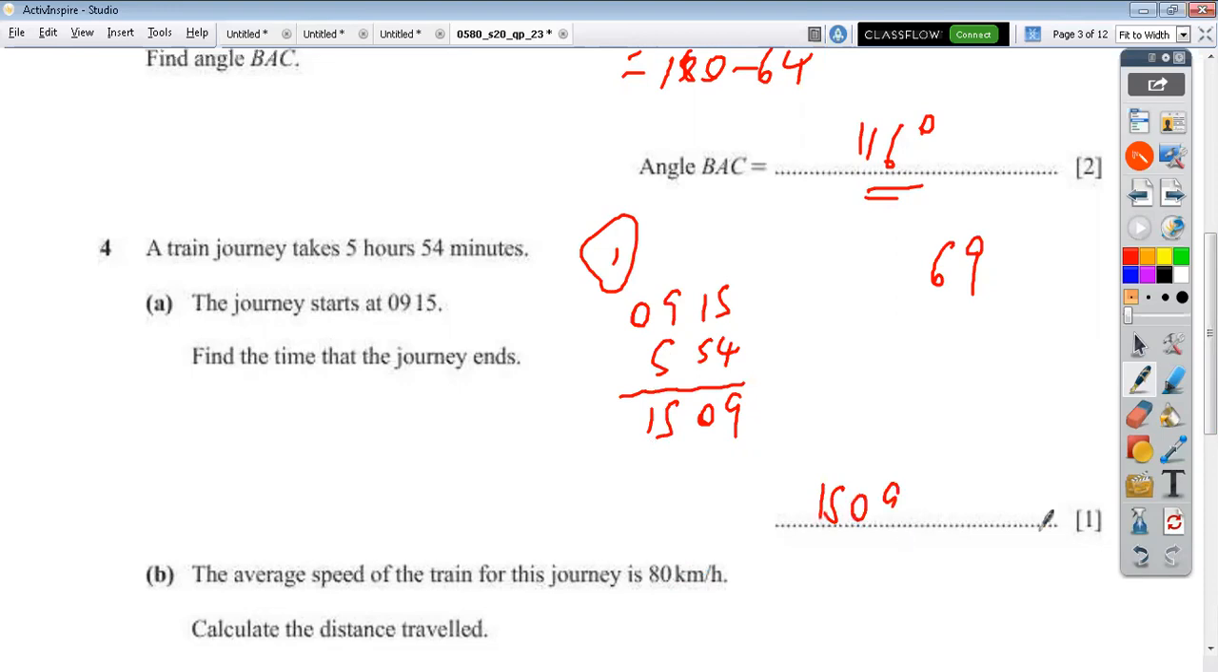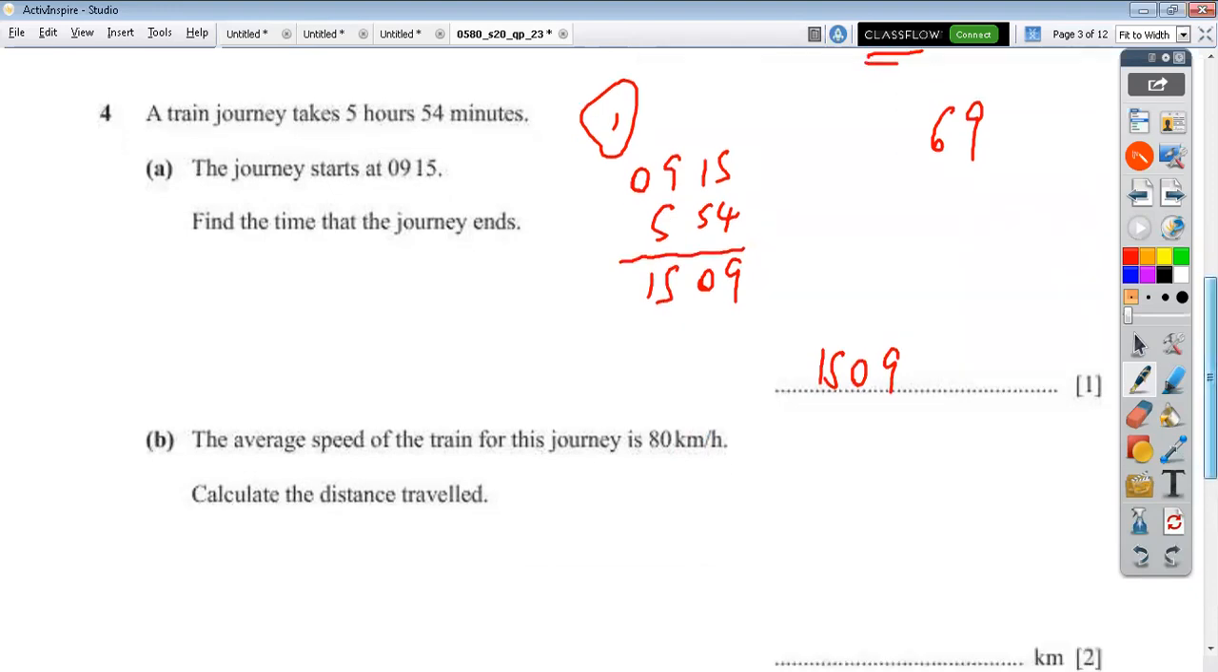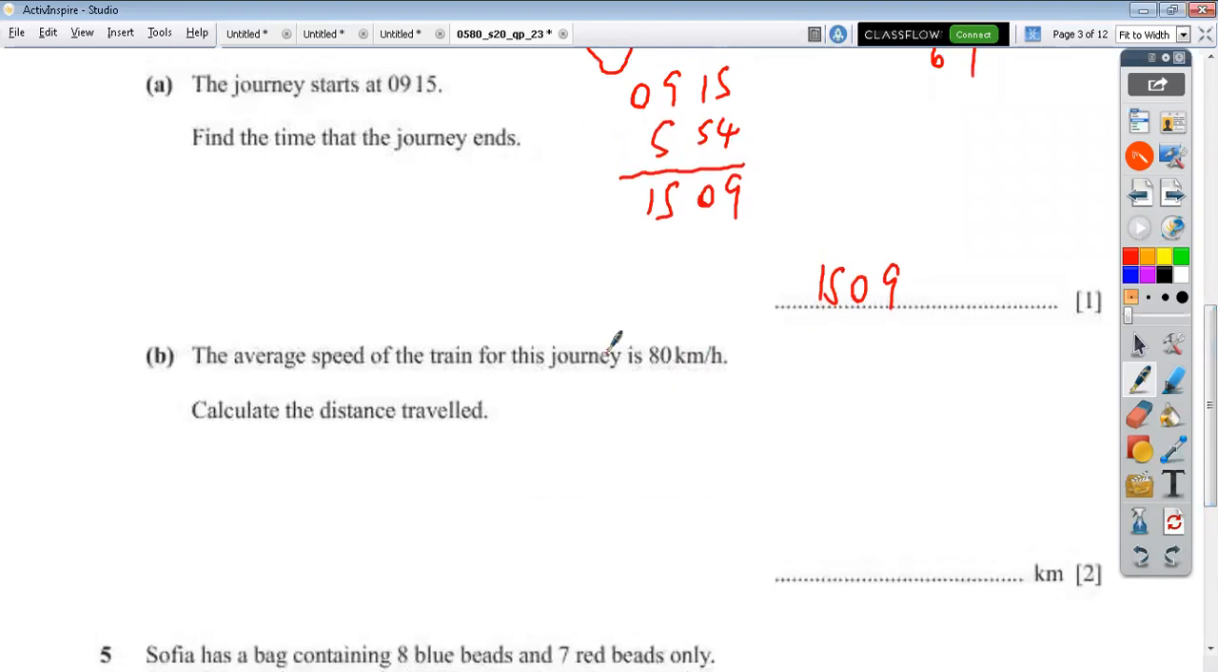Yes, sir. Do you know that your calculator can add time, by the way? Okay. The average speed of the train for this journey is 80 kilometers per hour. Calculate the distance. Distance is equal to, what's the formula? Speed times time. Now, our speed is okay. The challenge is our time.